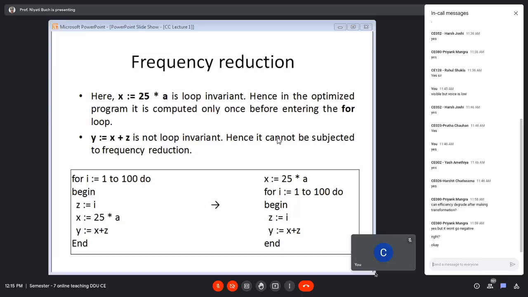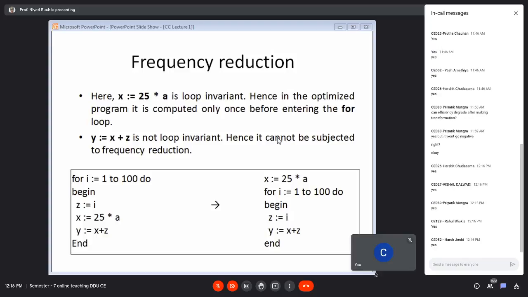So if it is dependent on the loop, then you cannot move those statements, or you cannot move that code outside the loop. So those two statements, which are dependent on the variable I, will remain inside the for loop. I hope you are getting which statements should be moved outside the for loop, and before that, how we can identify whether a code is loop invariant or not. I hope you are all following this. Okay, good.